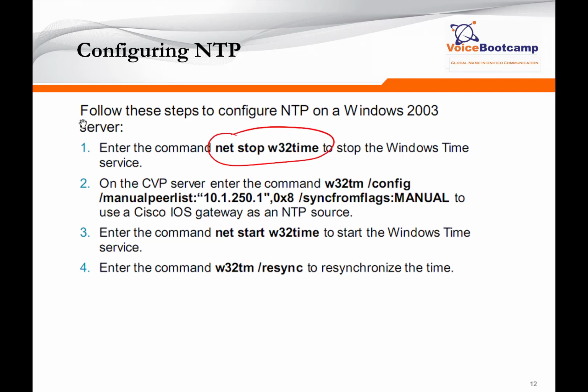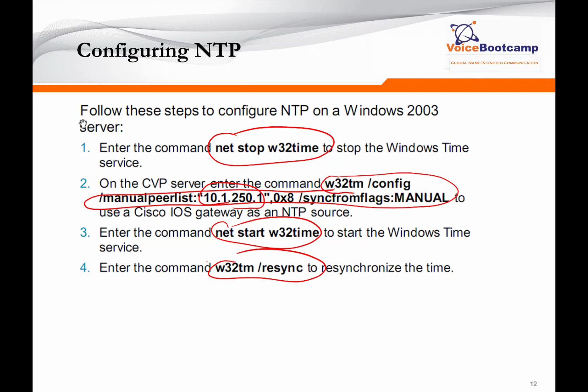You can stop the service by typing net stop w32time. And then you type this command to add the NTP server information into the configuration file, this being the IP address of your NTP server right there. Once it's added, you can then start the service and type the command w32tm /resync. This will resynchronize the time from the NTP server.